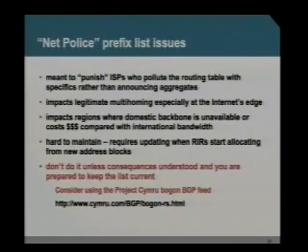The whole idea behind the net police was to punish ISPs who pollute the routing table with specifics rather than announcing aggregates. I think that made a fair amount of sense when the internet was basically the US, Canada, and Western Europe, so in the early to mid-90s. But now it makes less sense because the Asian internet is growing very, very fast. The African internet is growing quickly as well. Latin American internet likewise. And those guys have got much greater infrastructure challenges than we have.